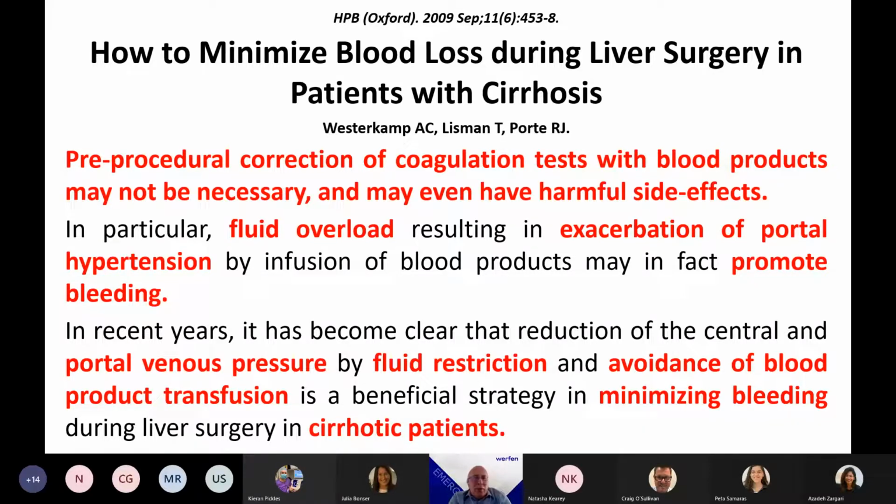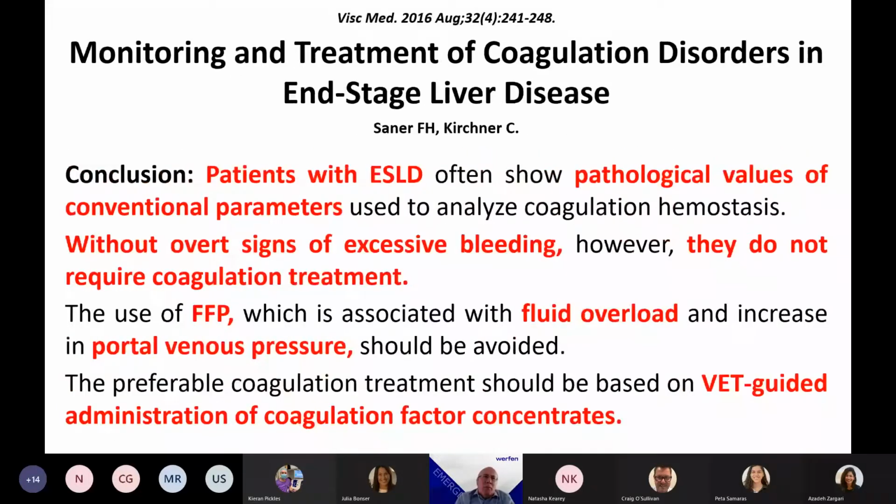So we should be very careful with fluids and blood transfusion, because this very often results in portal hypertension and even more bleeding. So it's very important to monitor our patients closely from the hemodynamic situation, but also from the hemostasis situation, and really only give what is needed.